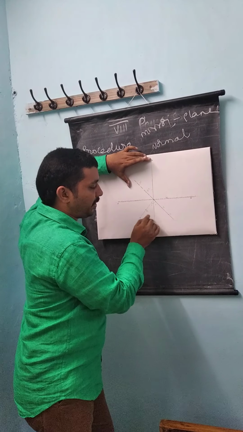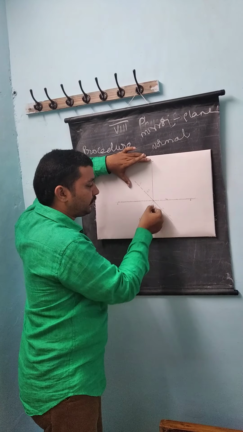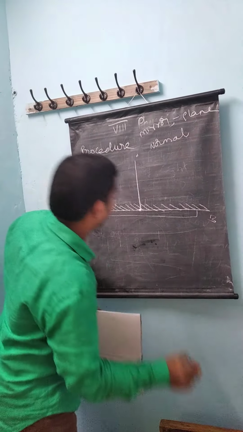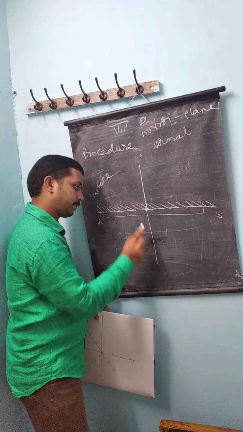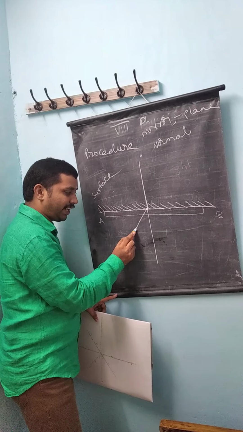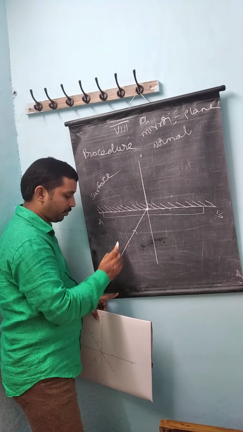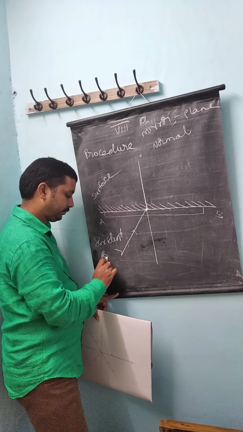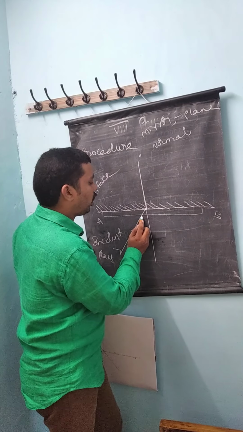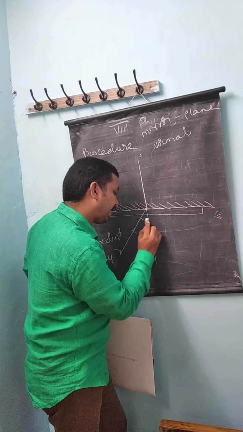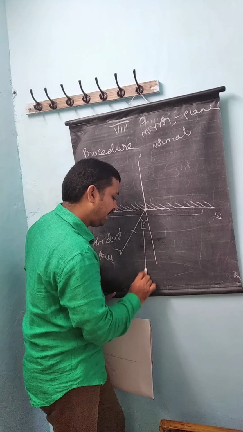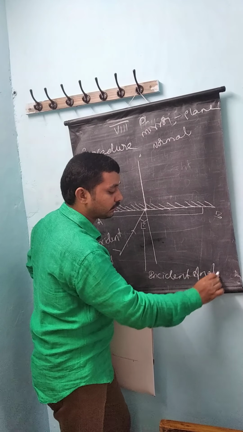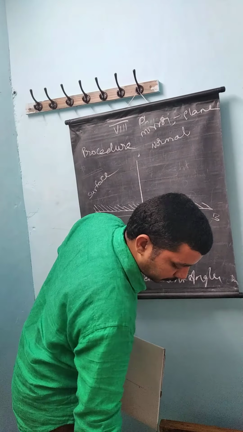Let us measure the angle between the line and the normal. The line which has been drawn towards the normal is termed the incident ray. The angle formed between the incident ray and the normal is termed angle I, which we call the incident angle.